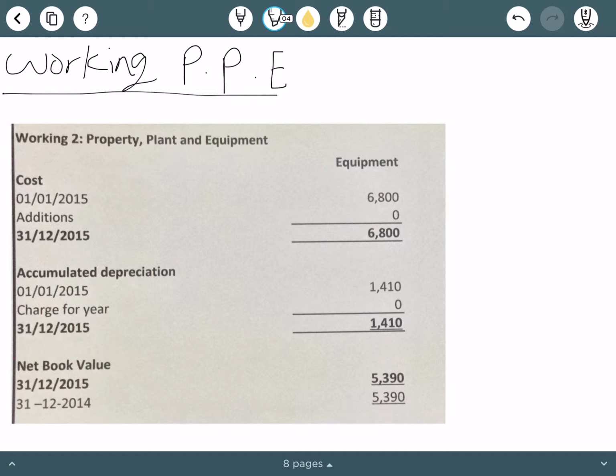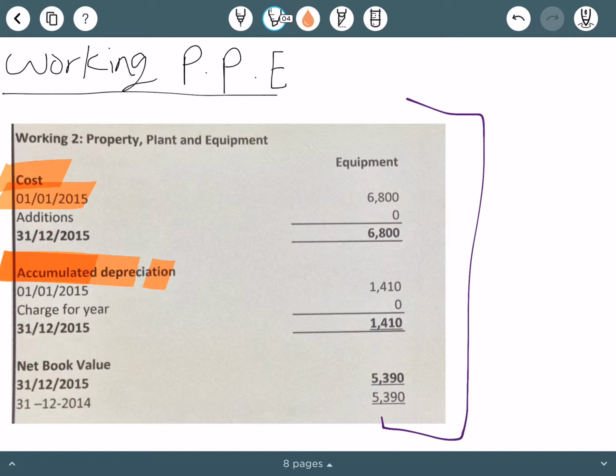Okay, so the working for the accumulated depreciation, first of all you want to do this table, and you have to know that, write these down: cost, accumulated depreciation, and then we want the net book value. Now this is a simple working, but later on I'm going to teach you a more complex one.